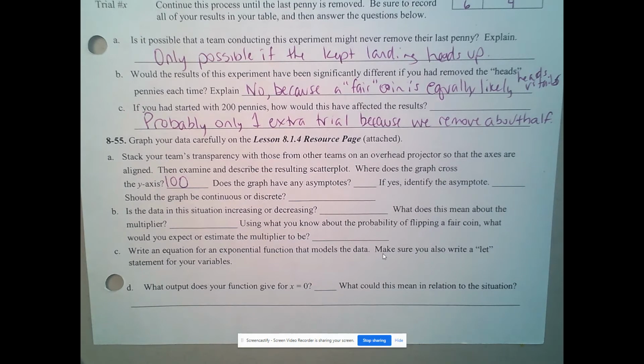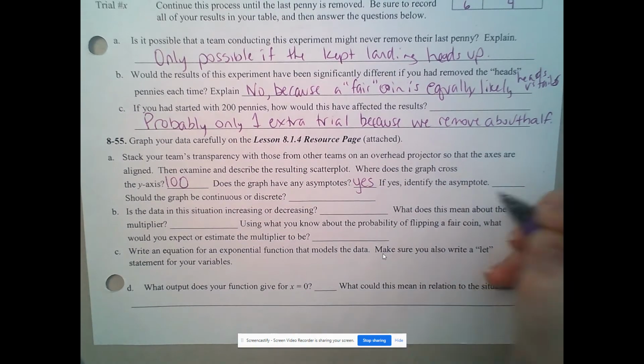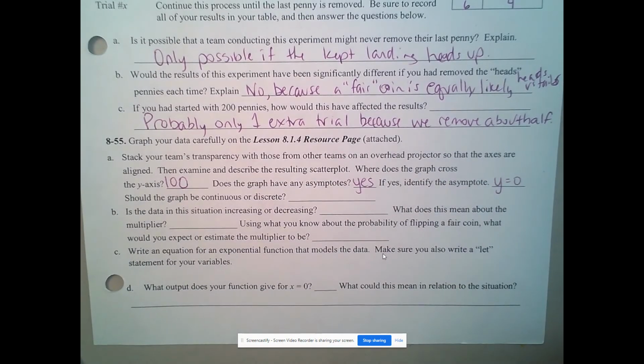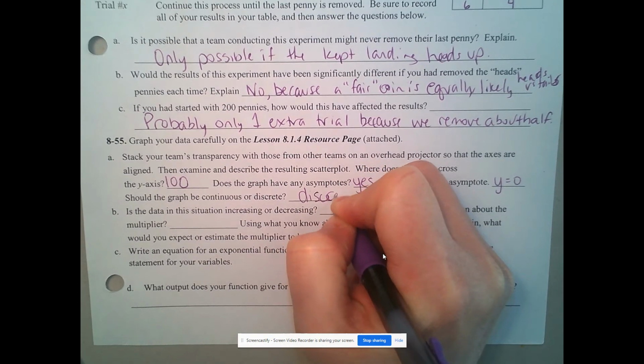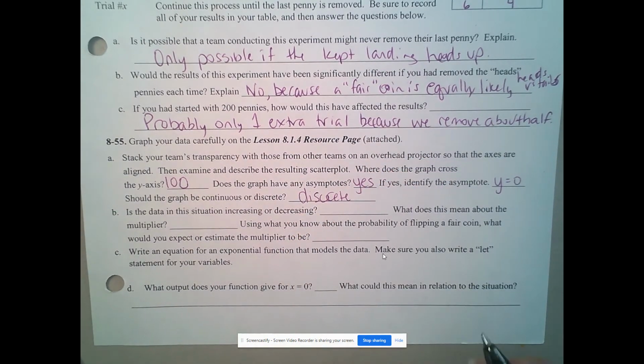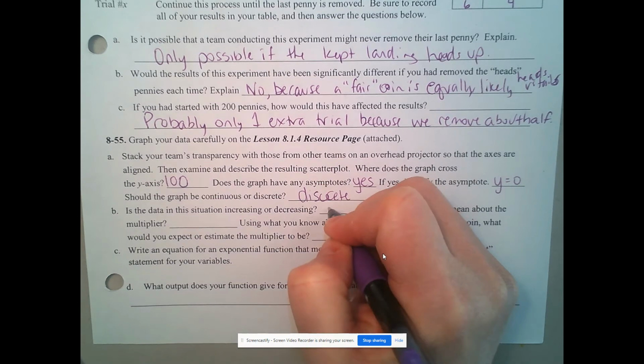Does it have any asymptotes? We would say yes, the graph does, and it would be y equals 0, the x-axis. Your graph would be discrete because we count pennies. It is not continuous. We don't measure the number of pennies. Remember that even though the graph has an asymptote of y equals 0, the real life situation would eventually have 0 pennies heads up. Is the data in this situation increasing or decreasing? Decreasing.